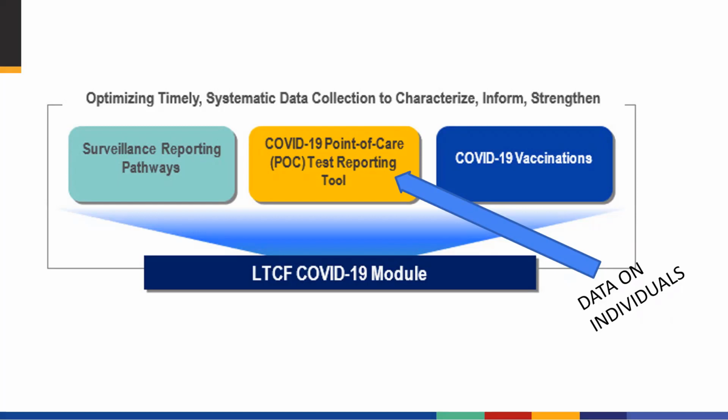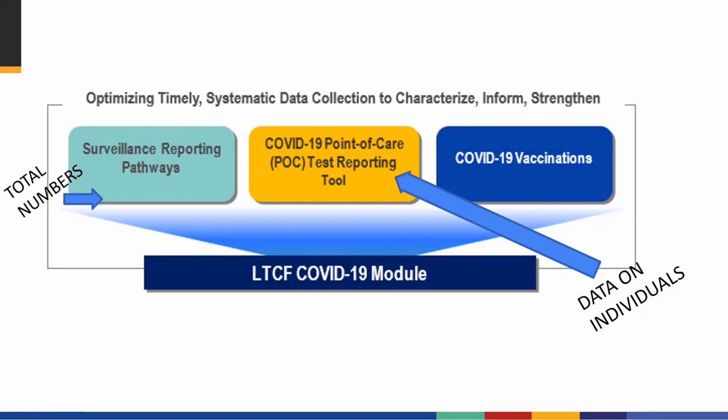Instead, we will be reviewing the POC tool, which is another method LTCFs can use to characterize the burden of COVID-19 within their facility for public health authorities. Please note, NHSN users sometimes confuse the surveillance reporting pathways, which include the resident impact and facility capacity pathway, with the protocol for the POC tool. They are two different means of reporting to NHSN.